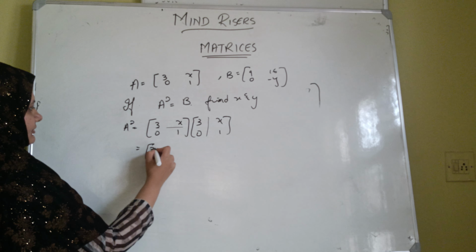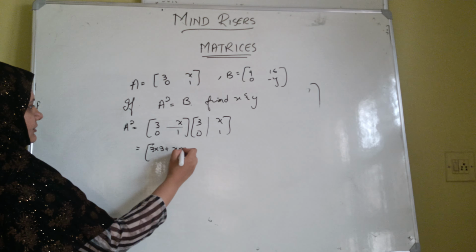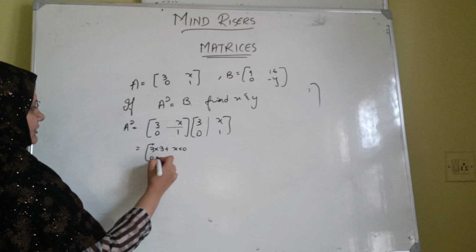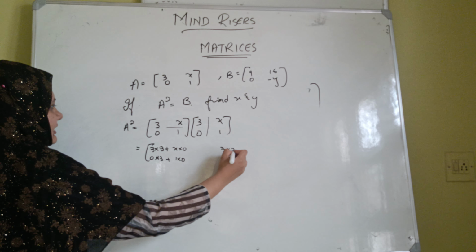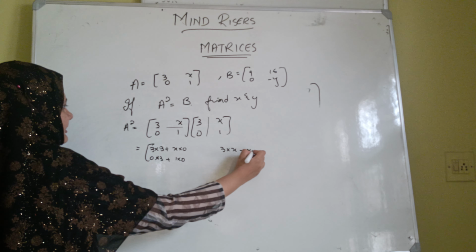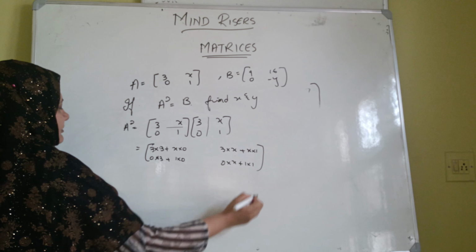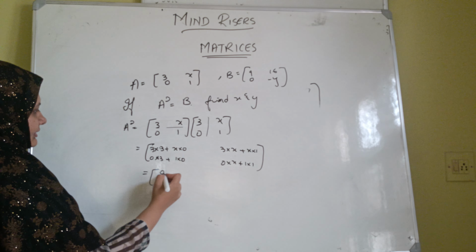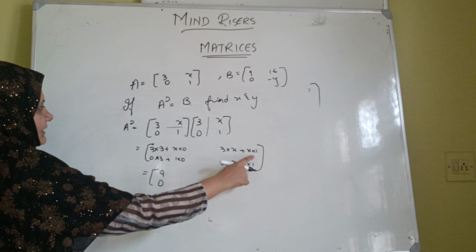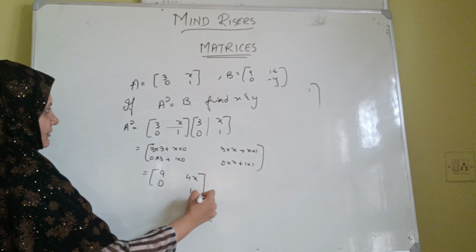So 3 3s are 3 into 3 plus x into 0, then 0 into 3 plus 1 into 0, then again 3 into x plus x into 1, and 0 into x plus 1 into 1. So the first number here would be 9, this will be 0, 3x plus 1x will be 4x, and this is 1.